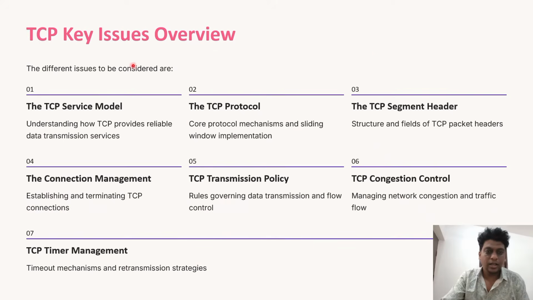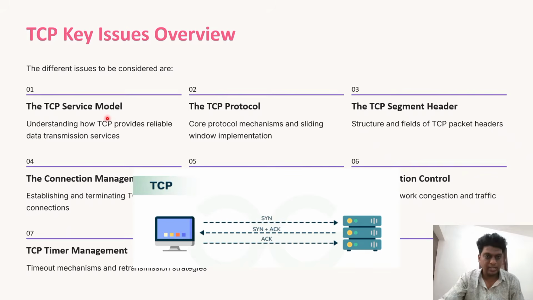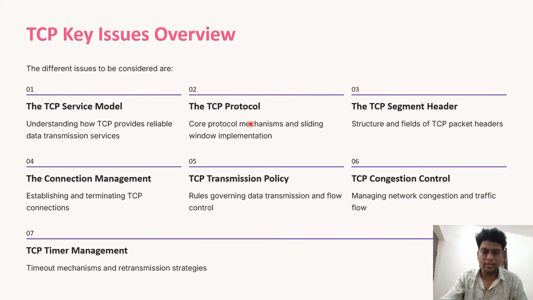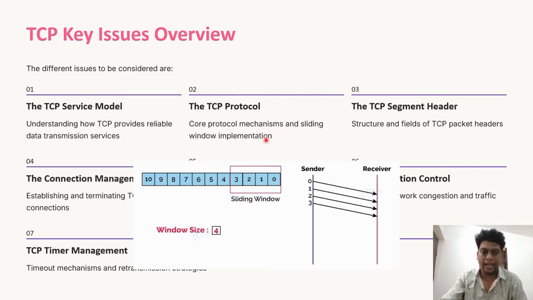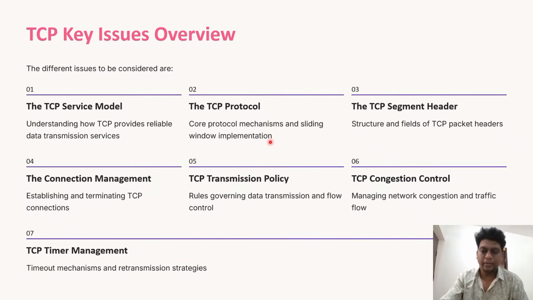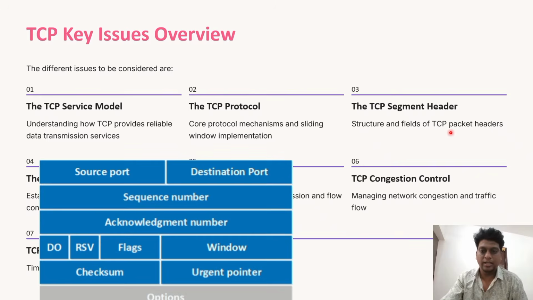The key issues involved in TCP are the TCP service model, TCP protocol, TCP segment header, connection management, transmission policy, congestion control, and TCP timer management. The service model is obtained by having both the sender and receiver create endpoints called sockets. The TCP protocol includes a sliding window mechanism and a timer that helps to prevent the loss of data, and it makes the retransmission in a quick manner. Then it involves the structure and fields of TCP packet headers.